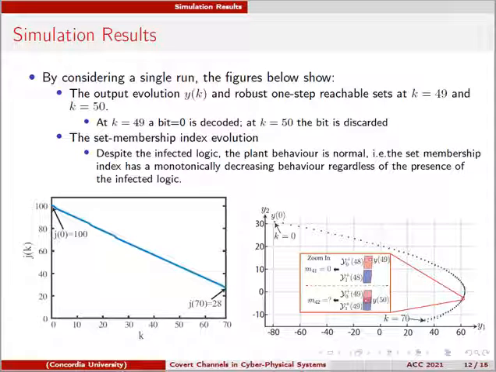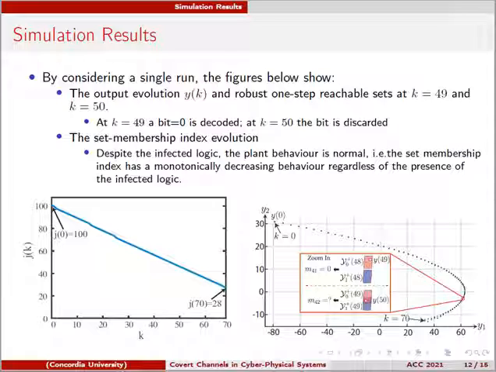By considering a single run, we have these two figures. First, on the right, the output evolution of yk is depicted, and the robust one-step output reachable sets at k equals 49 and k equals 50 are also illustrated. At k equals 49, the measurement signal falls within the red prediction set, which is successfully decoded as 0. And at k equals 50, the measurement signal falls in the intersection between the two prediction sets, the blue and the red sets, which means that the bit is discarded, and the sender will attempt to send the bit again in the next step.